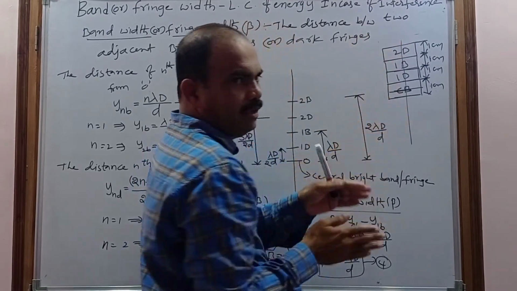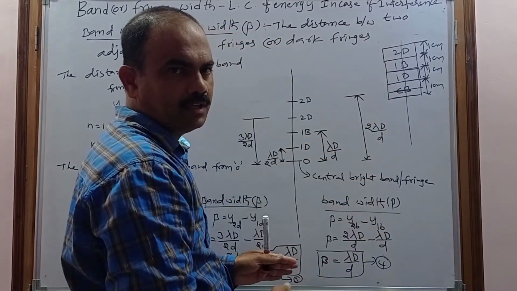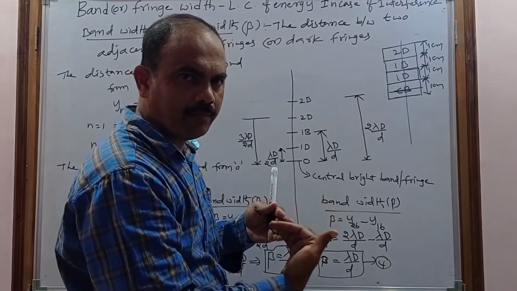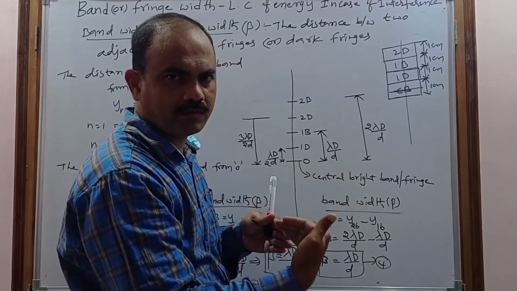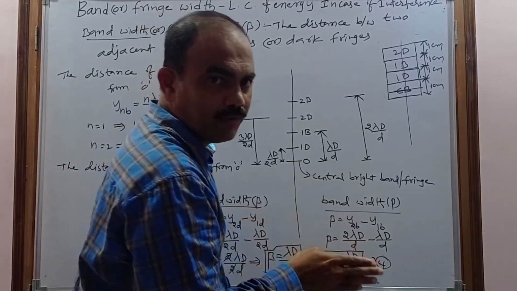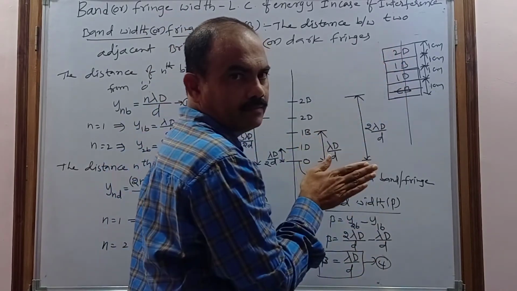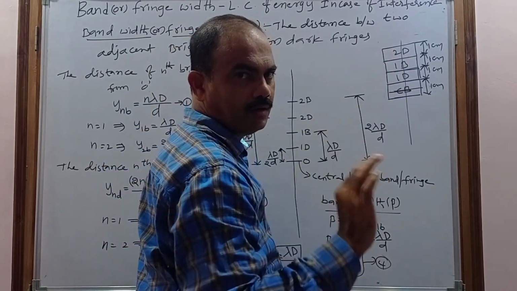That is, all the bands, whether dark band or bright band, dark fringe or bright fringe, will all be formed with the same width. You have to remember that.